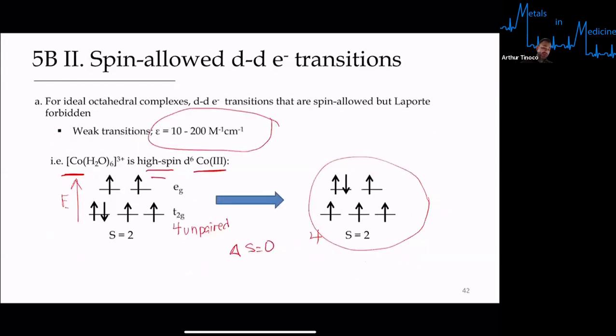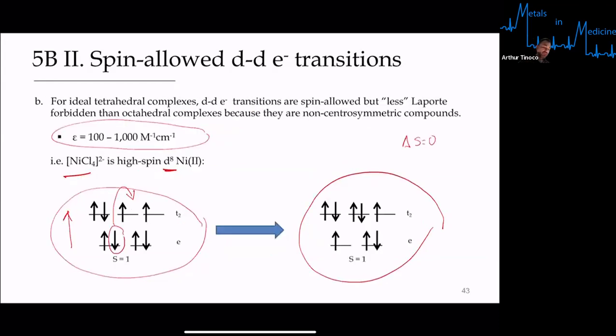Okay, so when we compare that to the octahedral example, where we are not violating the spin rule, but we're still violating the Laporte rule, right? Both of them are the same situation, except the geometry, and we see that the range is actually bigger. All right, so why is that?